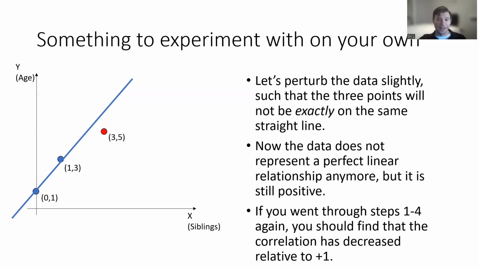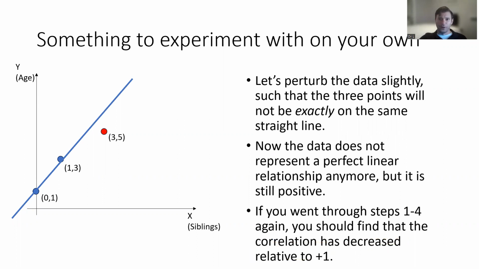And you should notice when that happens, the correlation should decrease relative to the value of positive 1 that we found when all the data points were on exactly the straight line. The follow-up to that will be to move the data points even farther away from being on the same straight line, and you'll notice the correlation starts to drop even more towards 0.